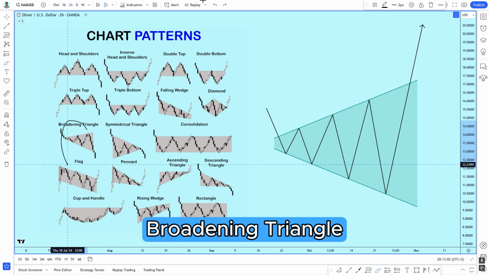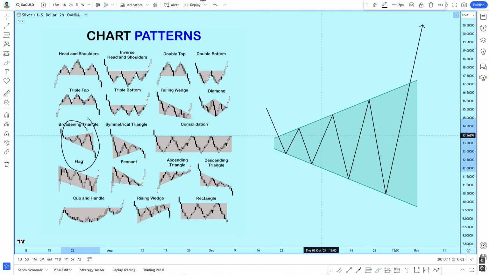Next pattern is this broadening triangle. It consists of these two trend lines, one bullish trend line that is connecting these higher highs and one bearish trend line that is connecting these lower lows. Again, we want to trade this pattern when a breakout occurs, like here.